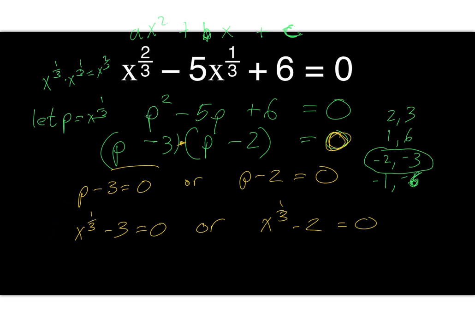Solving for x, add 3 to both sides. X to the 1/3 equals 3. Or, over here we add 2 to both sides. X to the 1/3 equals 2. And then we have to figure out or try to remember, how do we get rid of fractional exponents?